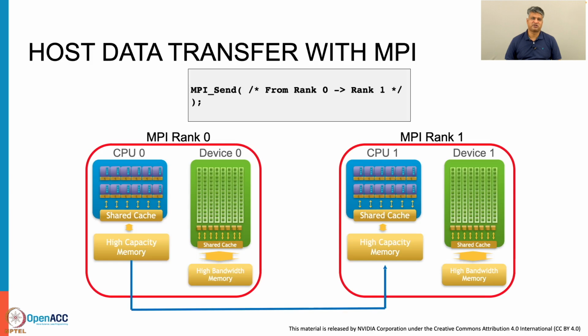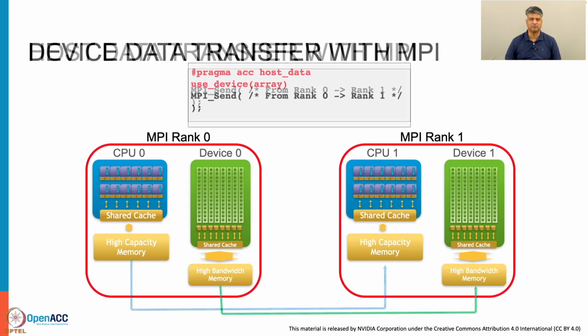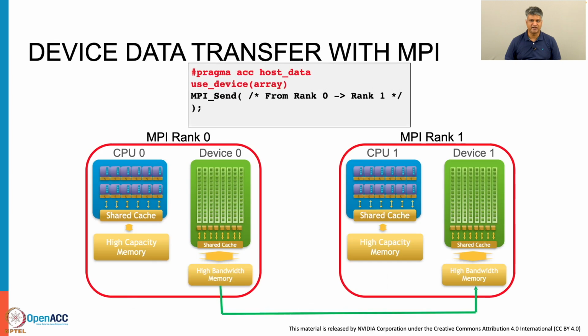If you want to do host data transfer with MPI from one rank to another rank, we have to use the classic MPI send and then the corresponding MPI receive in rank 1. So if you're sending data from, say, rank 0 to rank 1, you have to now use the device array and then use device, do an MPI send.